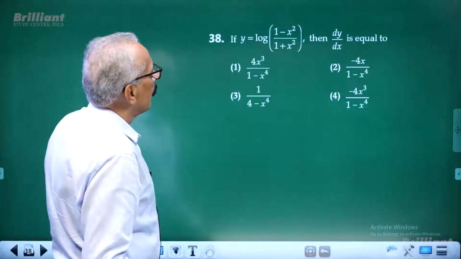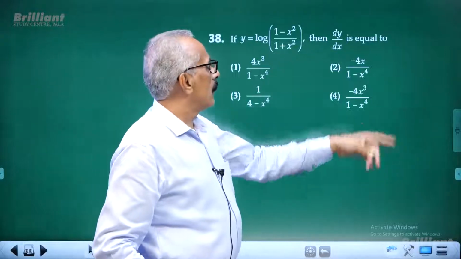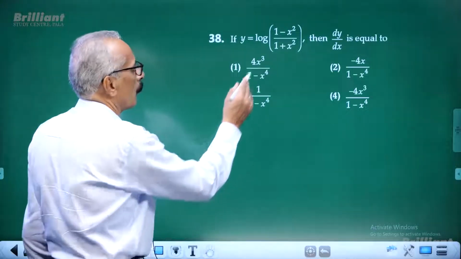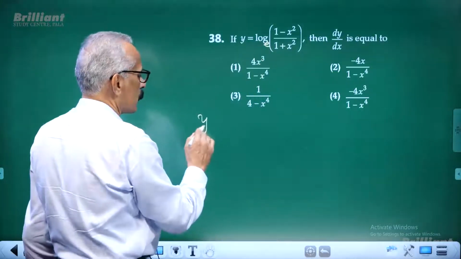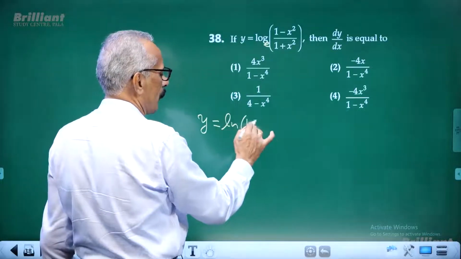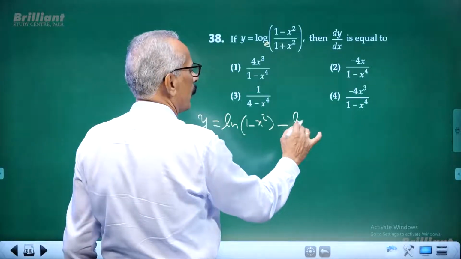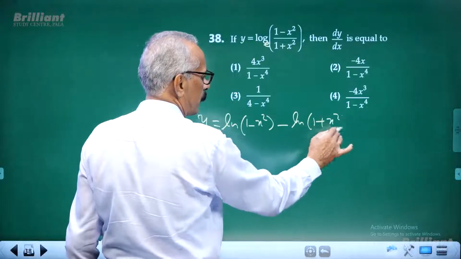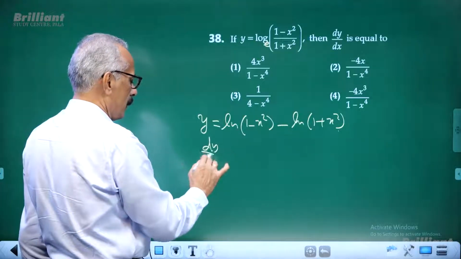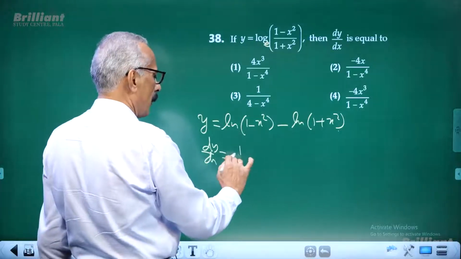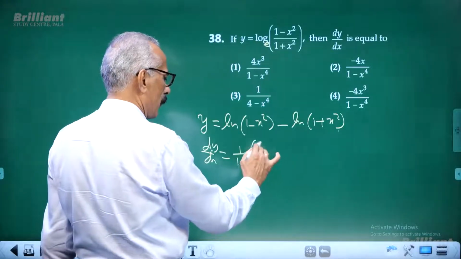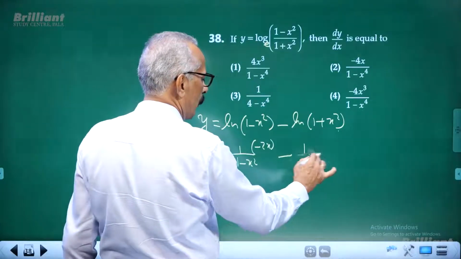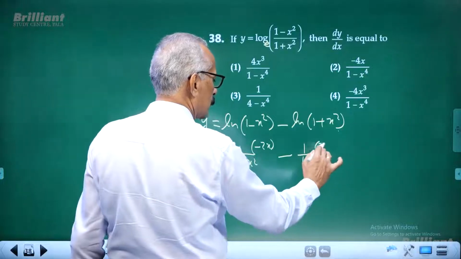So y is equal to log of this, then dy by dx is equal to, everybody knows it, log to the base e. So y is equal to what there? Logarithm of 1 minus x square minus logarithm of 1 plus x square. That is easy for you to differentiate. Dy by dx is equal to, what's the derivative? 1 by 1 minus x square into minus 2x, minus 1 by 1 plus x square into 2x.